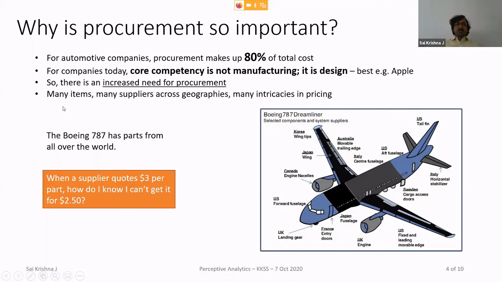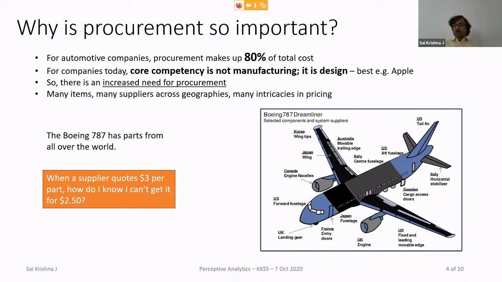Okay, and in this procurement scenario, if you see many items, many suppliers across geographies, which leads to many intricacies in the pricing. And one classic example here, to take the Boeing 787 Dreamliner aircraft. Okay, so just look at this picture. Each part of the aircraft is manufactured by a different supplier in a different company, in a different country. So looking at this picture, it looks like something like a brochure for a world tour. You have Korea, Japan, Australia, Canada, Italy, US, Sweden, UK, France. You have so many countries manufacturing so many components.